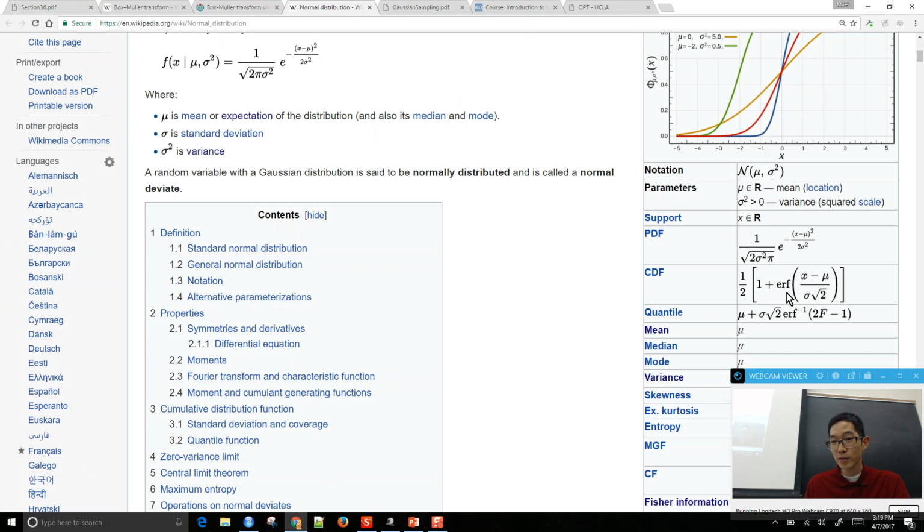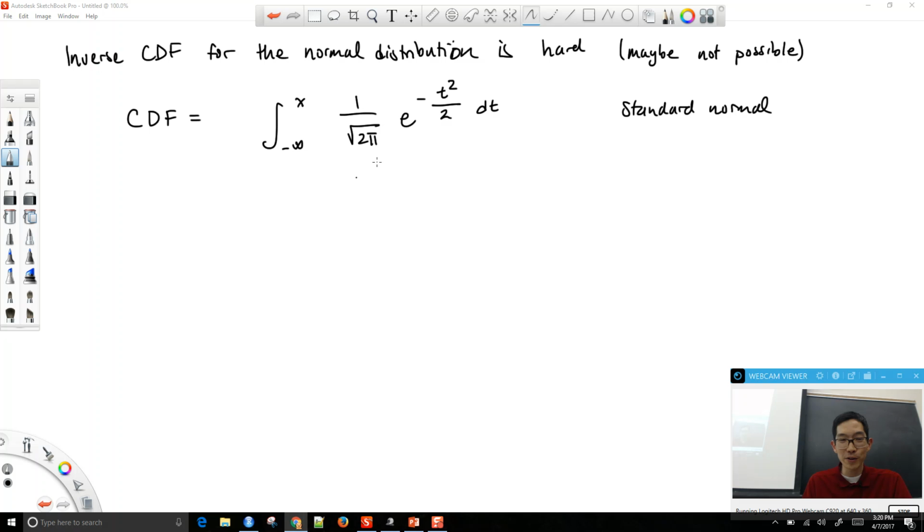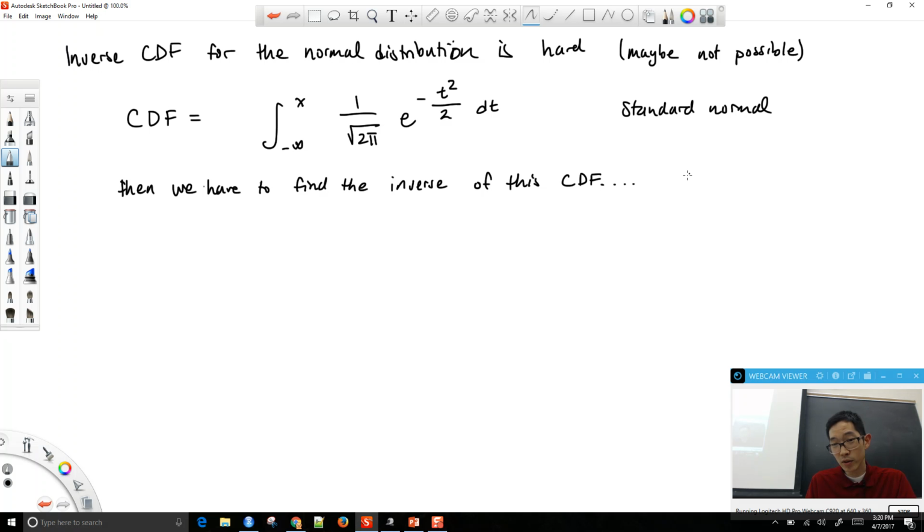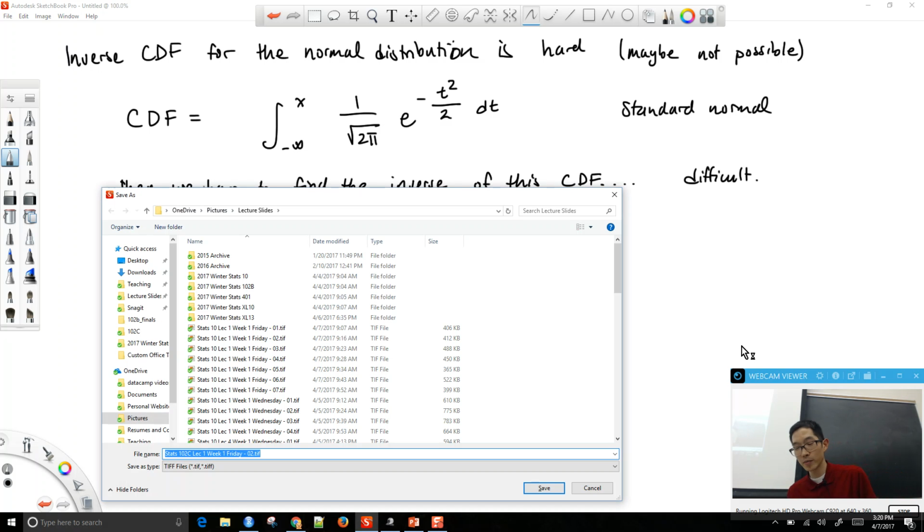Wikipedia says that's the error function of this thing, which is a little bit harder, and then it says, oh, all we do is the inverse error function, but the error function itself is hard, right? And then now we have to find the inverse of the CDF. I don't think we could do this, right? This is difficult, maybe not even possible.